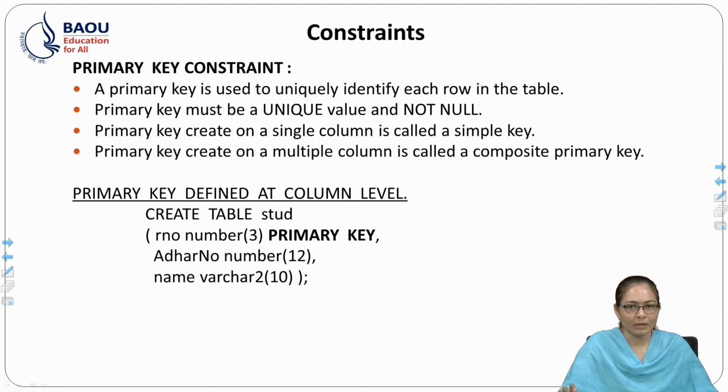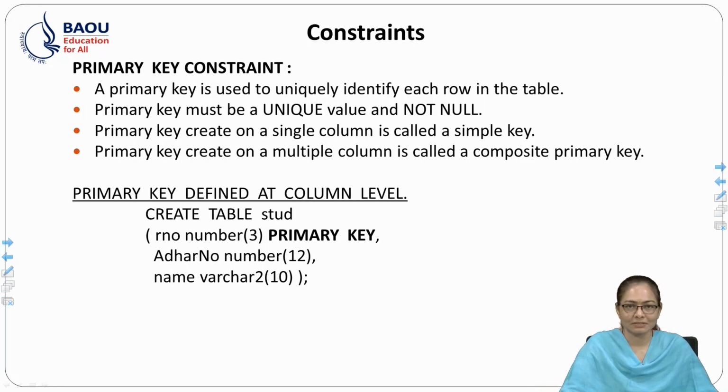This means the data in the roll number column is not repeated or duplicated and cannot be null. It contains unique data. Next column is the Aadhaar card number. The Aadhaar card number column contains unique numeric values, so we define it as number with size 12 in the bracket. We can also make the primary key the Aadhaar card number because it also contains unique values. Thus, we can make the primary key either the roll number or the Aadhaar number.